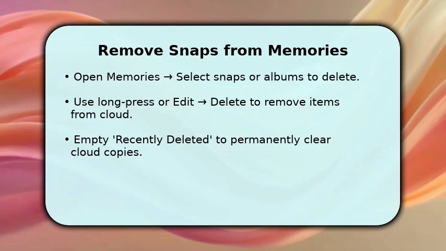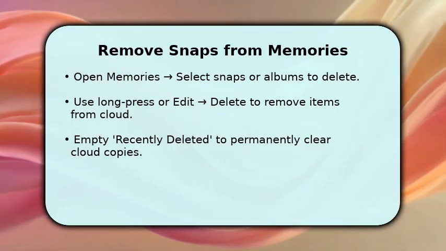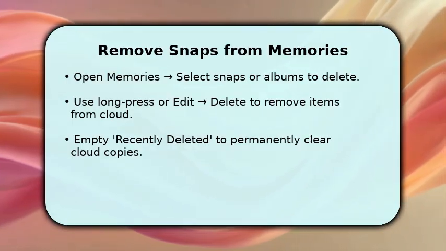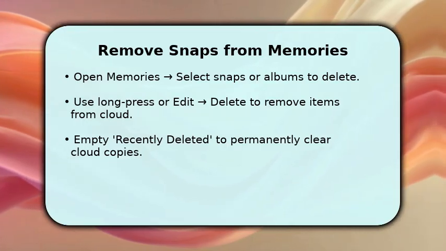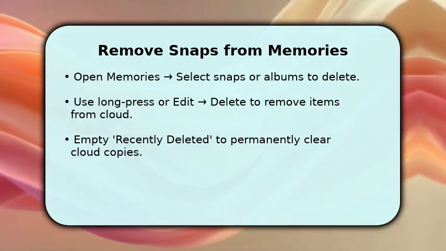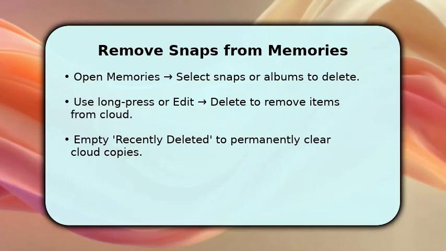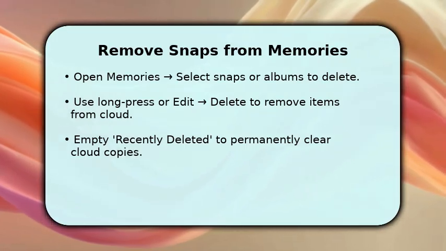Now remove what's already in the cloud. Open Memories, switch to the Snaps or Stories tab, and select the items you want gone. You can long press a snap or use edit to multi-select, then choose Delete. That removes the items from Snapchat's servers after you confirm.